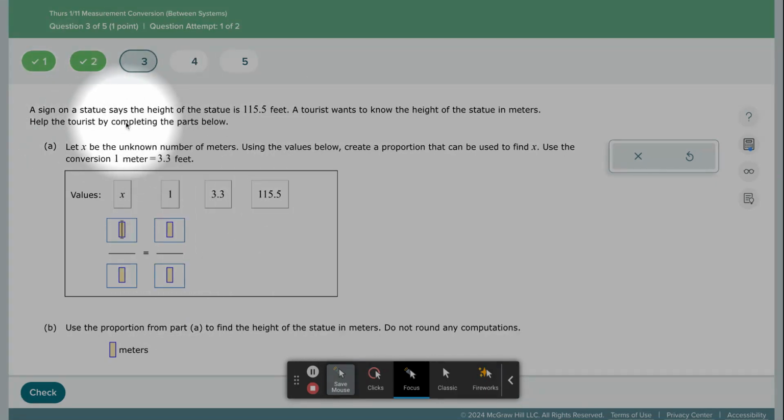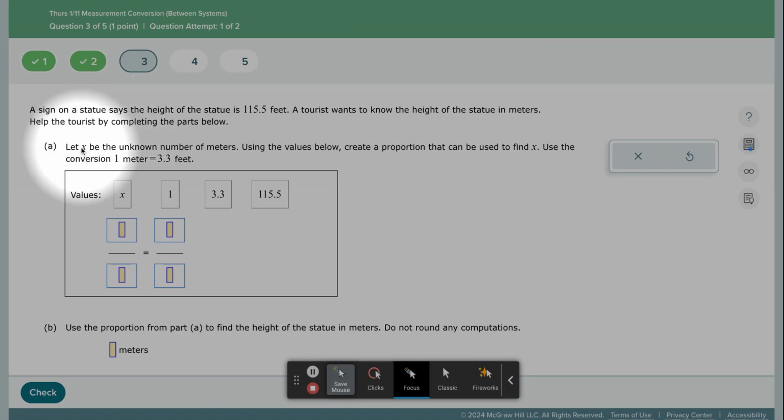A sign on a statue says the height of that statue is 115 and a half feet, or 115.5 feet, right? A tourist wants to know the height of the statue in meters. Okay, so we are starting with US customary feet, and we're trying to convert it to what the rest of the world uses and what scientists use, meters. Okay, so help this tourist find this out.